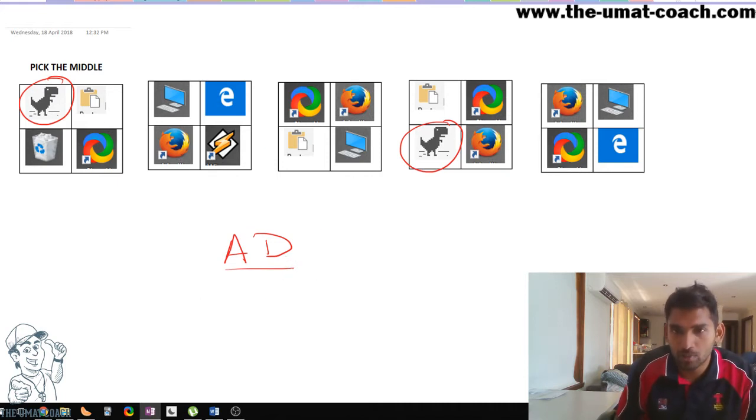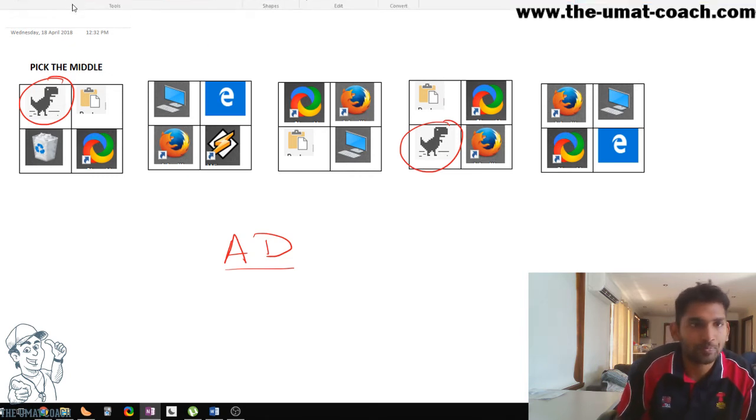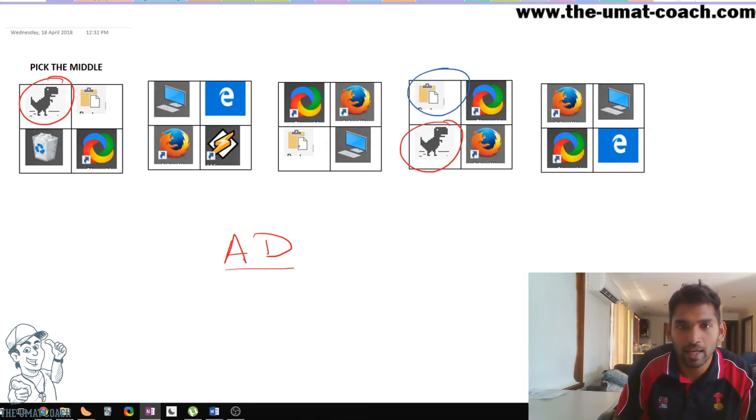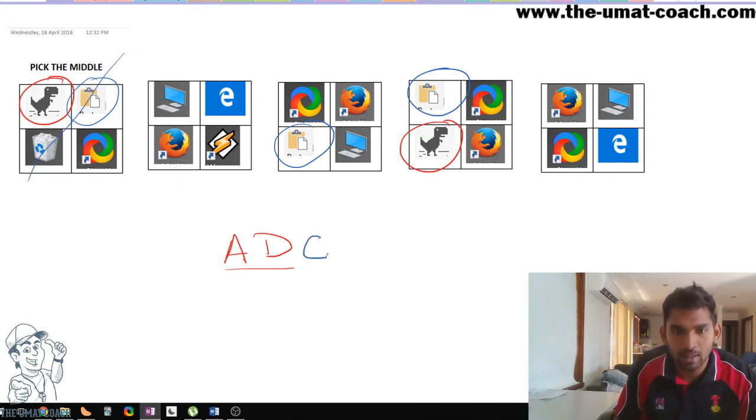Look for another shape within D. And I can see this clipboard sign. Circle that in all of them. And here. So again, because I've already forgotten about A, I don't need to think about it. I don't need to include it. So therefore, C must come after D.